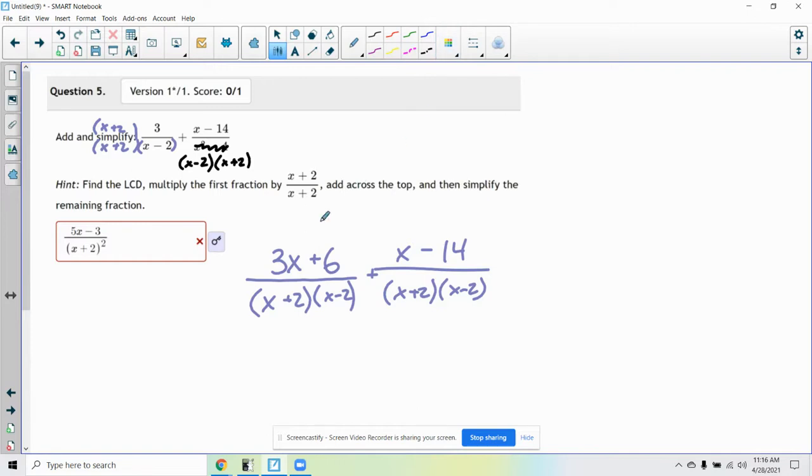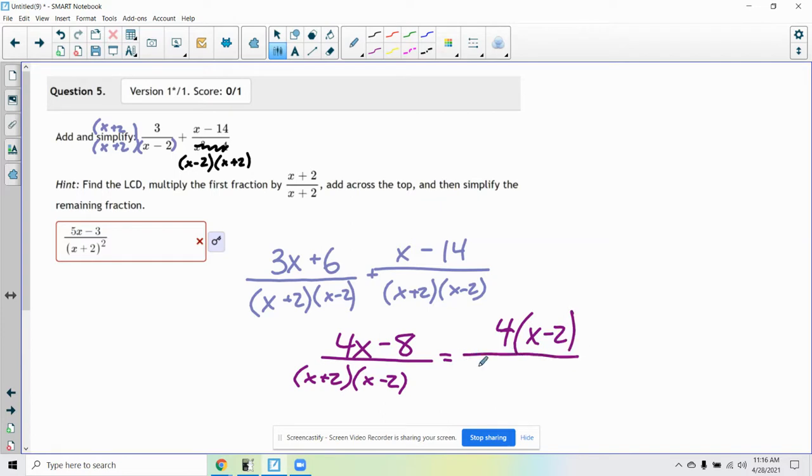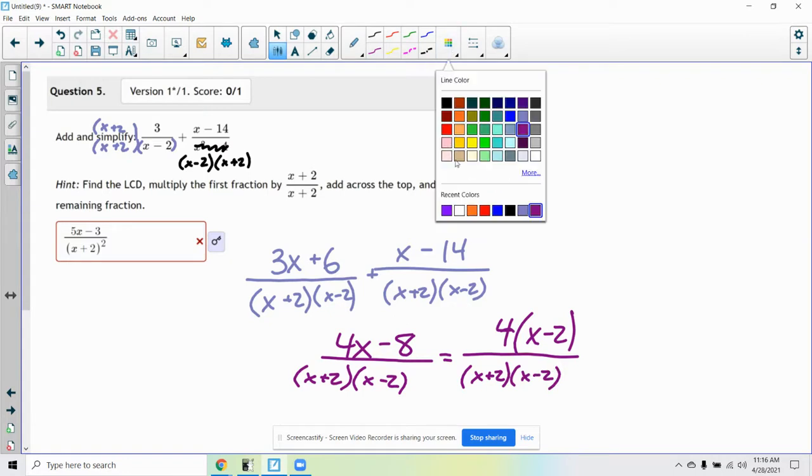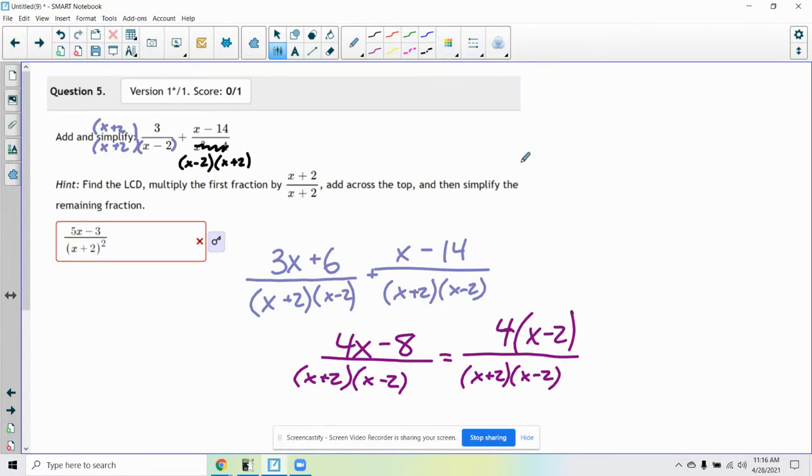Now when I combine the tops, it's 3x plus x is 4x. 6 minus 14 is negative 8 over x plus 2, x minus 2. Look at the top. I can factor 4 out. I'm left with x minus 2. Ooh, very nice. Over x plus 2, x minus 2. Now, I can factor out whatever they have in common. X minus 2, x minus 2. So my answer is just going to be 4 over x plus 2.